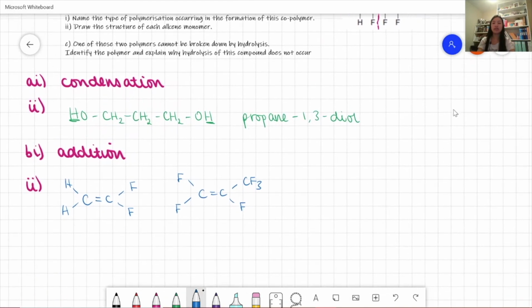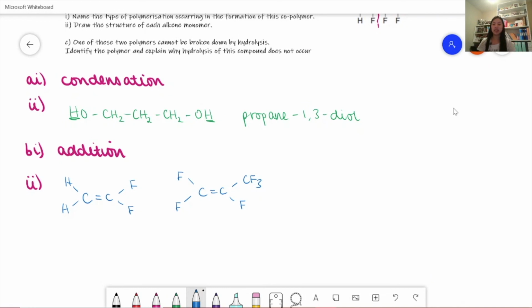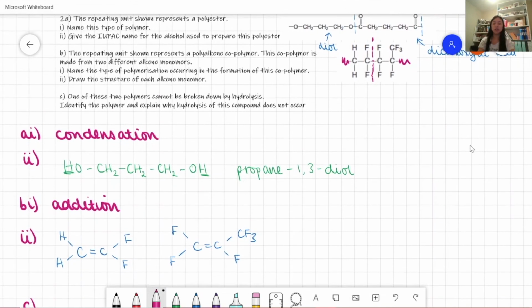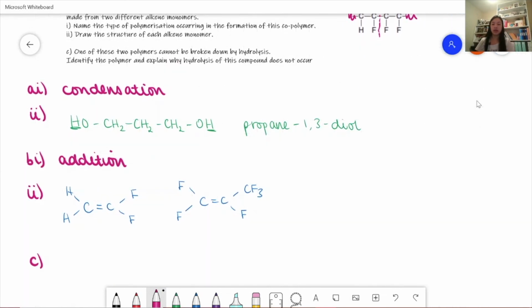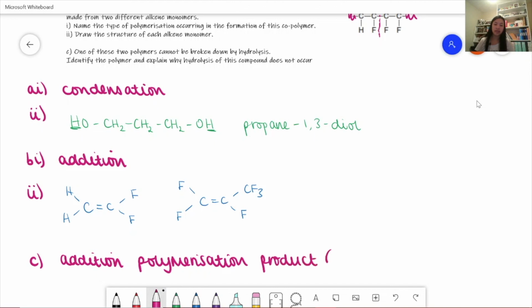And then for C, one of these 2 polymers cannot be broken down by hydrolysis. Identify the polymer and explain why hydrolysis of the compound does not occur. So we know that polyesters can be hydrolyzed. And so the polymer which can't be hydrolyzed is the addition polymer, the polyalkene. So it looks like this. Well, we'll just put the addition polymerization product. So this is the polyalkene.